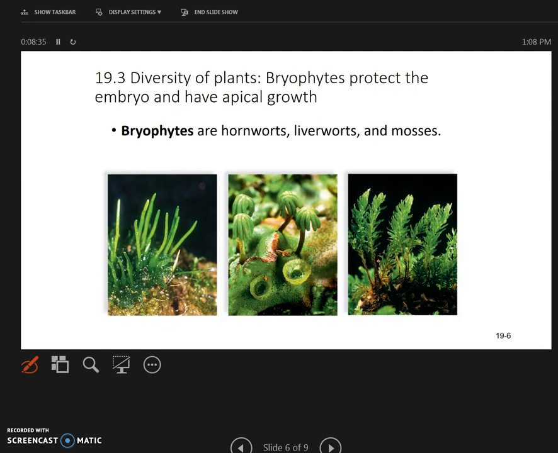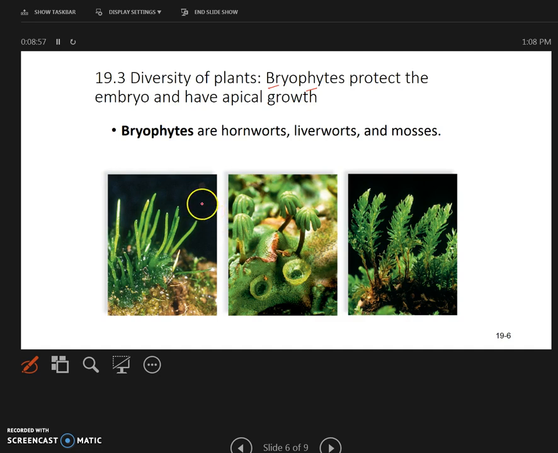Okay. So the first group that we are going to see are the bryophytes. The bryophyta protect the embryo and they have apical growth. These are the hornworts, the liverworts, the mosses. These are the familiar small green leafy moss plants that we know of.